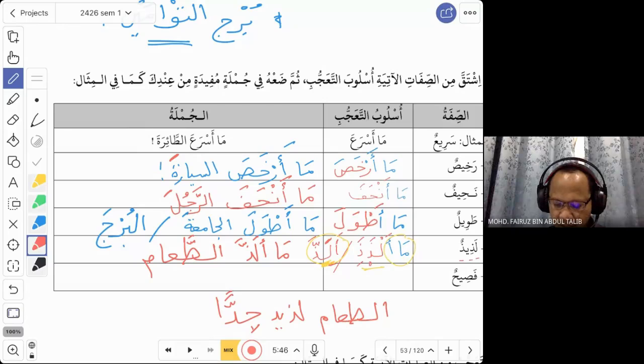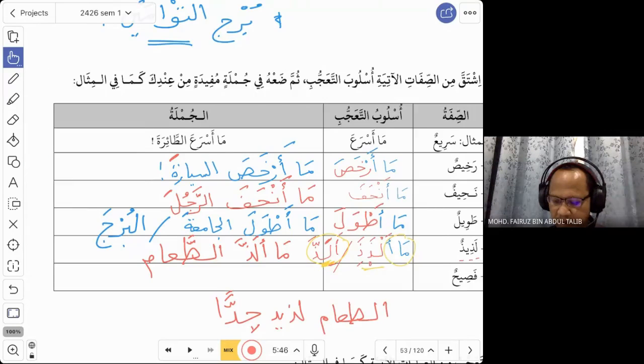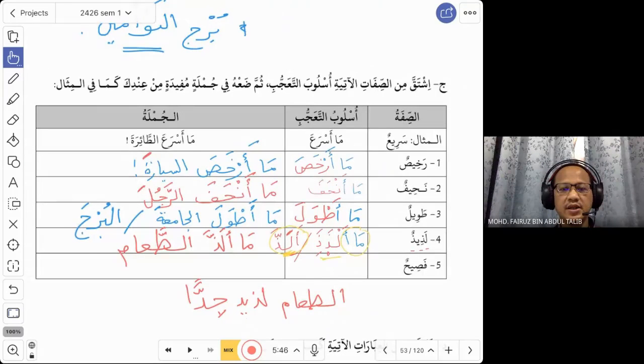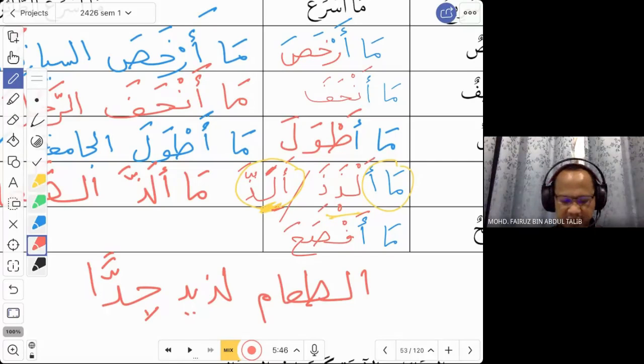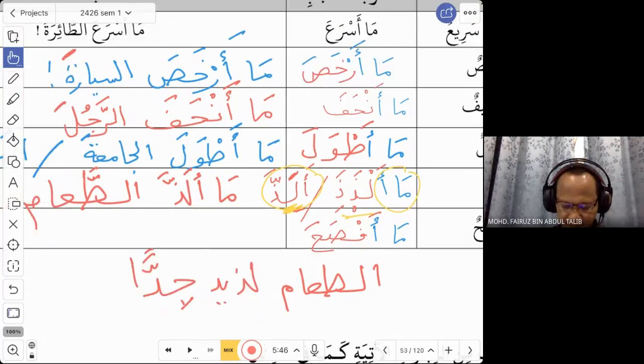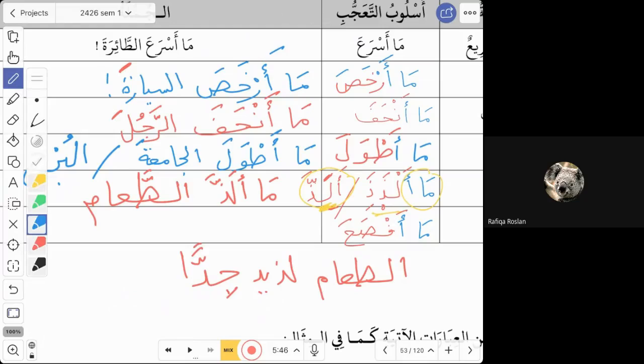Now, rakam khamsa, the fifth word, fasih. Fasih is fluent. Fasihun. Yes. What is the ta'ajjub? Ma afsaha. Sahih. Yes. Ma afsaha. Okay. So you want to say, mashallah, this boy is very fluent. So how do you say? Ma afsaha.